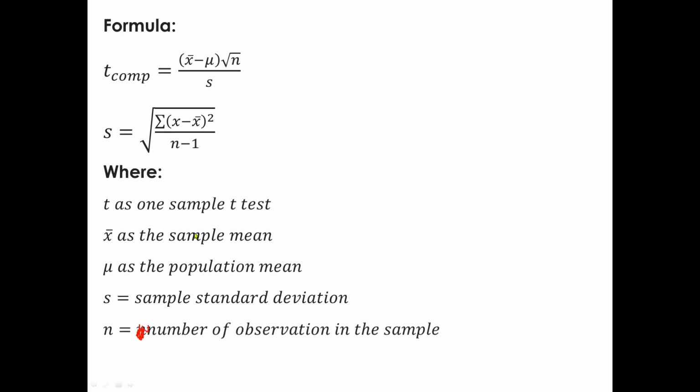Okay? So, continue. t as one sample t-test, x bar as the sample mean, mu as the population mean, s is the sample standard deviation. So, standard deviation tayo after pagdating sa t-test. n is the number of observations in the sample. So, same procedure lang, nagbago lang yung formula. Okay, nagbago lang yung table at saka yung formula. Yun lang ang kaibahan ng dalawa sa t-test. But the procedure is still the same.